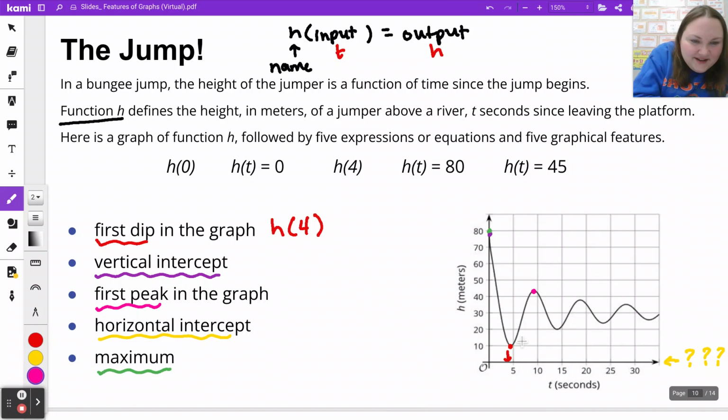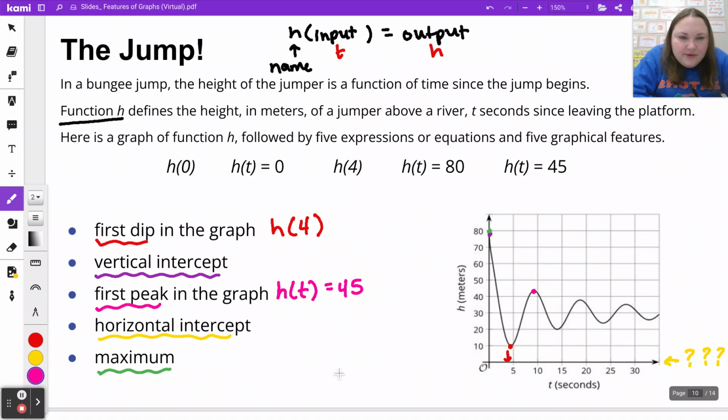The first peak I'm seeing, it looks like it's before 10 seconds. I don't see any, though, that have a time before 4 seconds. However, I do see an output that's in this area with this last one right here. So first peak in the graph, I'm going to match with h of t equals 45. This one's a little different from the first dip because it's not describing a specific time, but it is telling me the output. And so that's how I'm matching it: I know that output's going to be around a height of 45 meters.